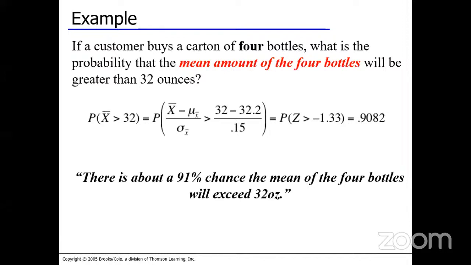So what has been changed? Why is the probability increasing? Initially the customer had bought a single bottle. Now he has bought 4 bottles, and the probability is increasing. So why is it increasing?